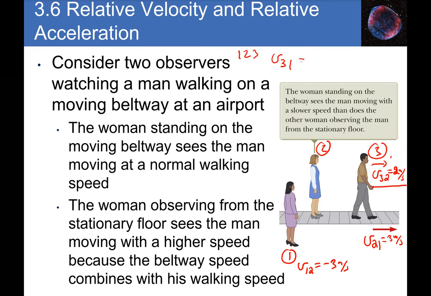Then what I can calculate here is this. If I want to find the velocity of 3 relative to 1, this equation ends up being the sum of 2 other velocities. So plus velocity, adding 2 other velocities. But the notations are important.